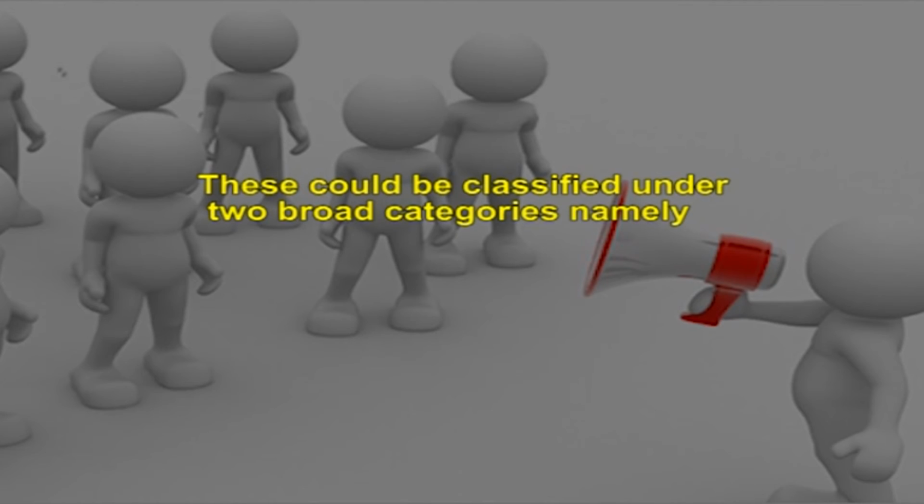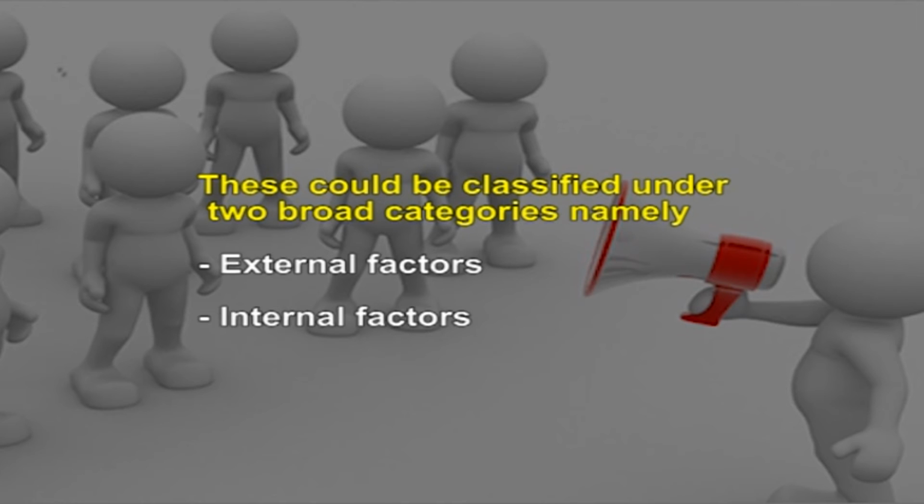There are several factors that can affect attention. Each of these factors can increase or decrease a person's attention to a certain object, person, or concept. These factors can be broadly classified under two different categories, namely external factors and internal factors.